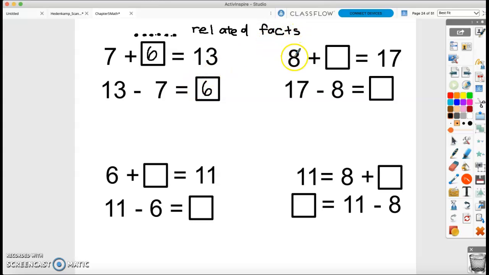Let's go to the next one. We have 8 and we need to get to 17. Or we have 17 and we're going to take away 8. So here's 8. Let's count up. 9, 10, 11, 12, 13, 14, 15, 16, 17. Let's count them. 1, 2, 3, 4, 5, 6, 7, 8, 9. 8 plus 9 is 17.